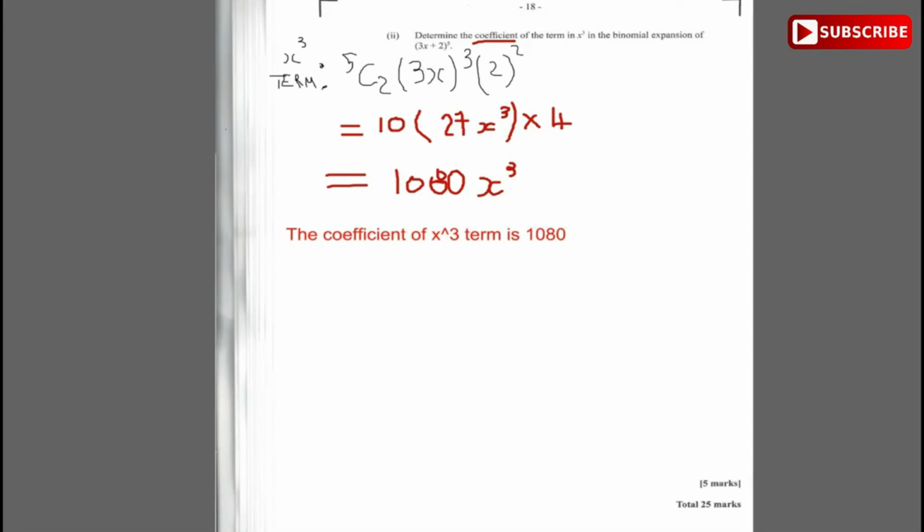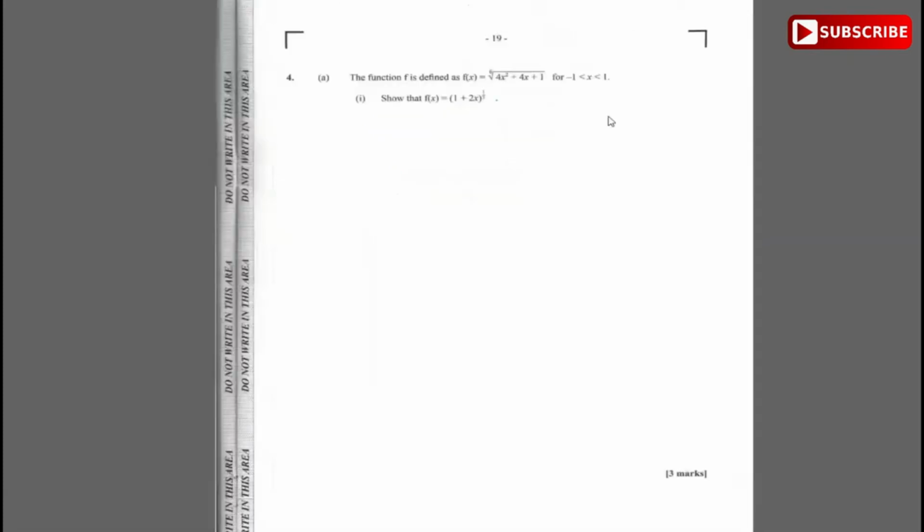Moving right along, we go to question 4. Question 4 says the function f is defined as f of x is the 6th root of 4x squared plus 4x plus 1, where x is between 1 and minus 1. Show that f of x is 1 plus 2x to the 1/3. To attempt this question, we have to start with this.